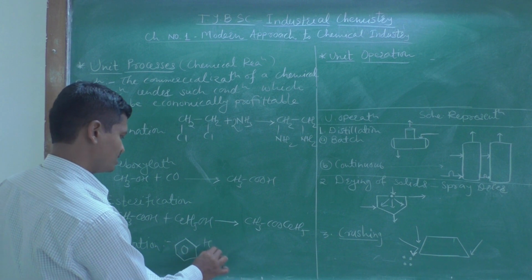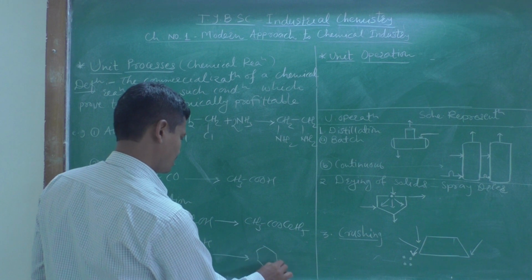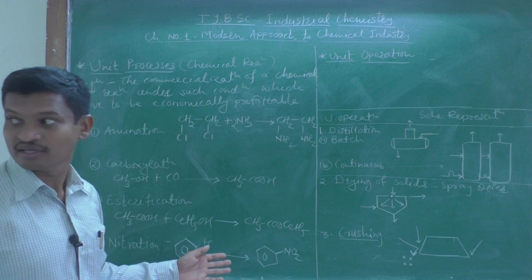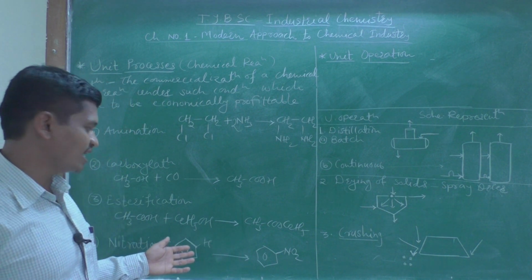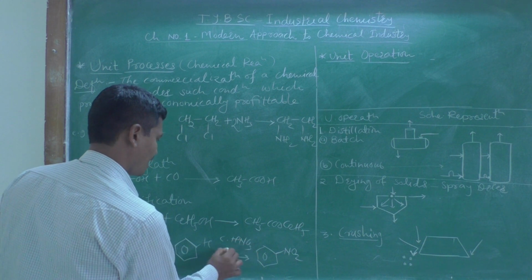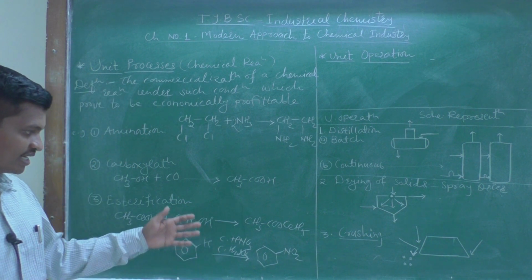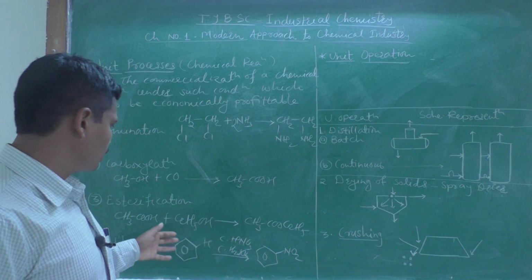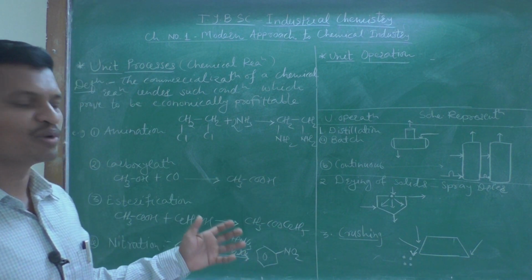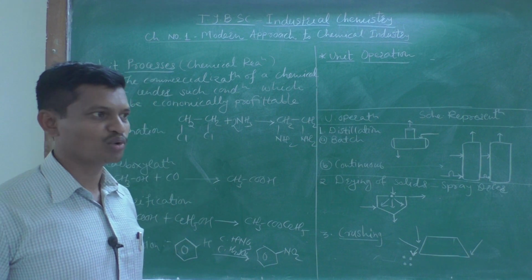So this is benzene, and benzene can be converted to nitrobenzene. The reagents, you know, are concentrated HNO3 and concentrated H2SO4, sulfuric acid. So these are the nitrating reagents. By this chemical reaction we can prepare nitrobenzene in an economically profitable way. So this is the concept of unit process or unit processes.